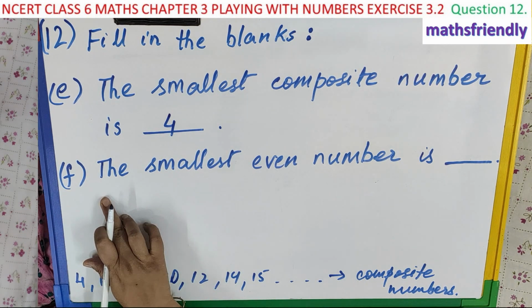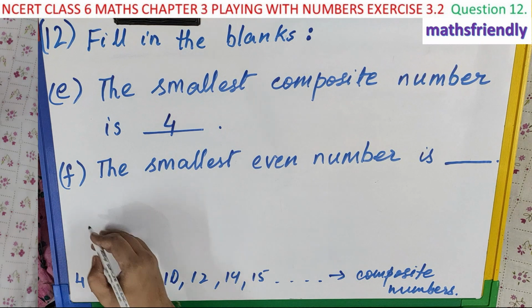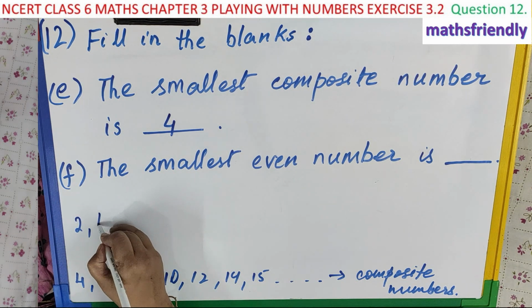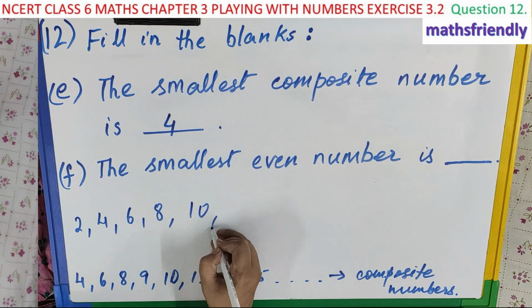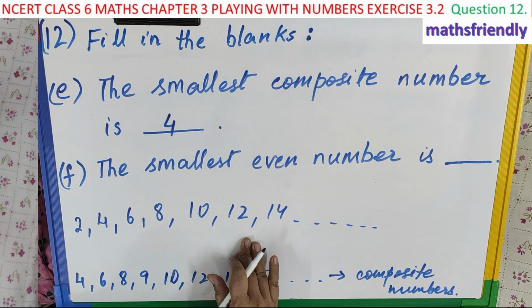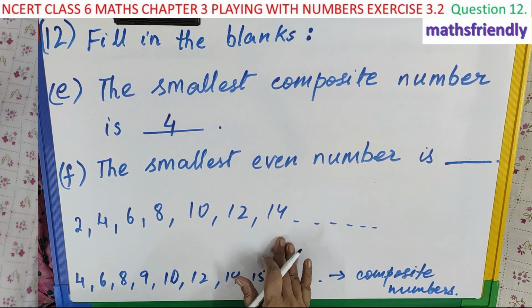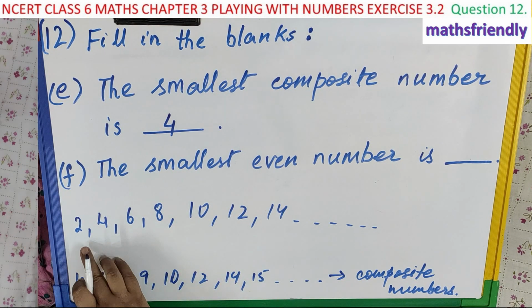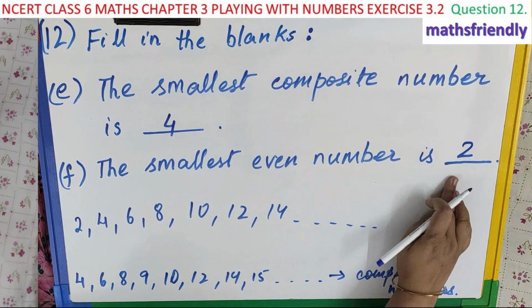Now the next question is: the smallest even number is. What are even numbers? Even numbers are the numbers which are divisible by 2. Okay, 2, 4, 6, 8, 10, 12, 14 and so on are known as even numbers. The numbers which are divisible by 2 are known as even numbers. So which one is the smallest even number? The smallest even number is 2. So we can write: the smallest even number is 2.